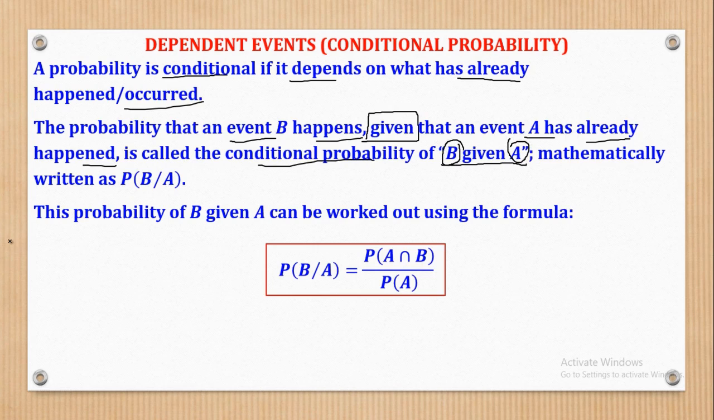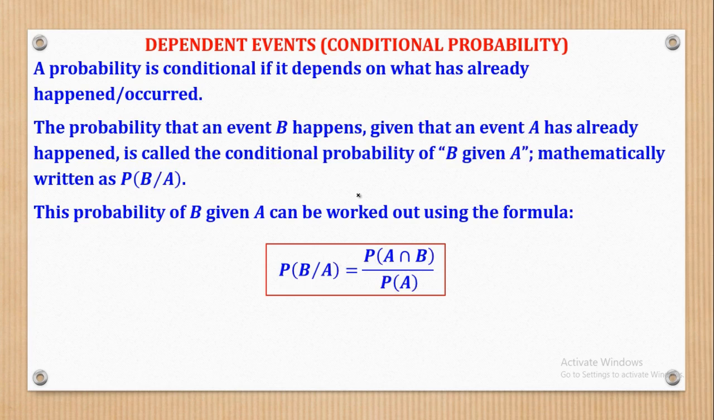So mathematically this will be written as probability of B slash A and is read as probability of B given A. So when you see this slash, it doesn't mean division, but it means a conditional probability of B given A has already occurred. Therefore, this probability of B given A can be worked out using the formula that probability of B given A is equal to probability of A intersection B over probability of A.